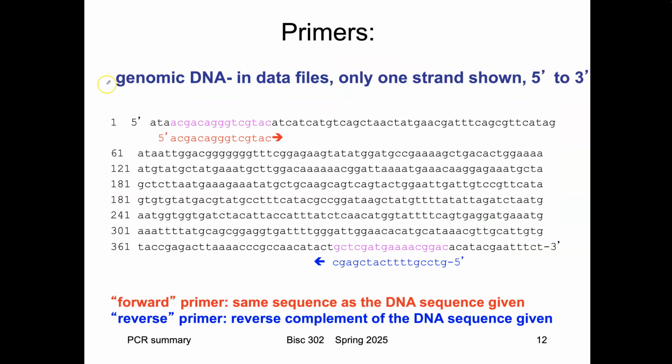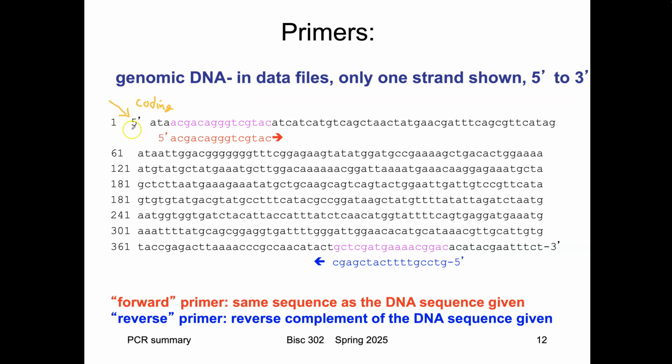Okay, so I want to talk about the primers, and I hope to do so clearly enough without overwhelming you, because this isn't primarily a molecular course, but you do have to understand this. When you get a file of DNA from a database, they will only give you one strand, and it will be the coding strand, if it's a gene that has a product.